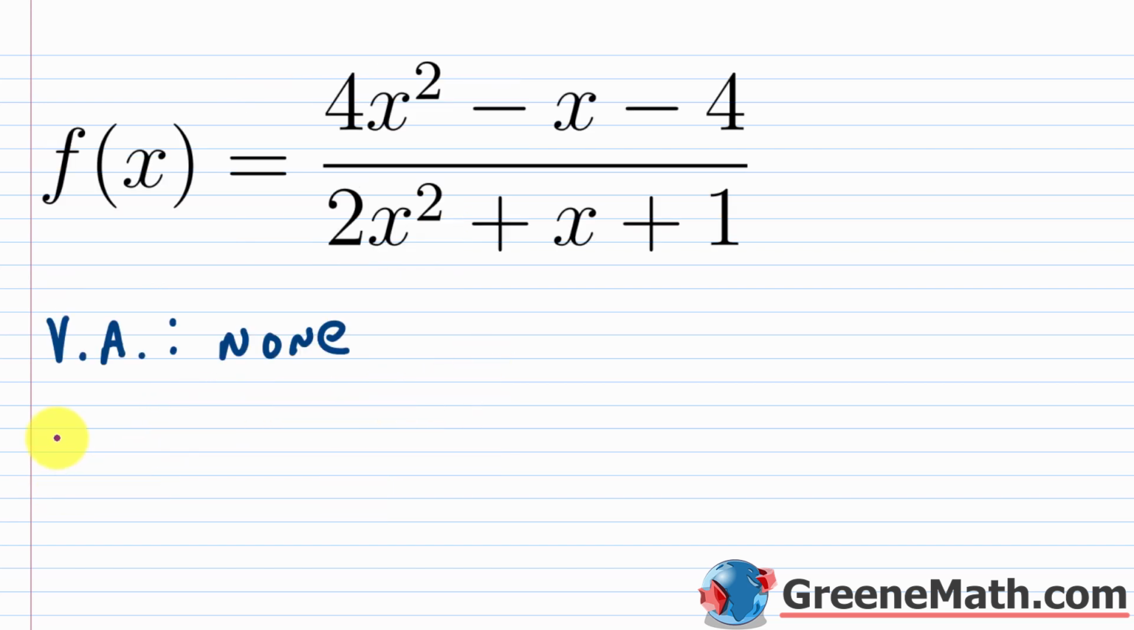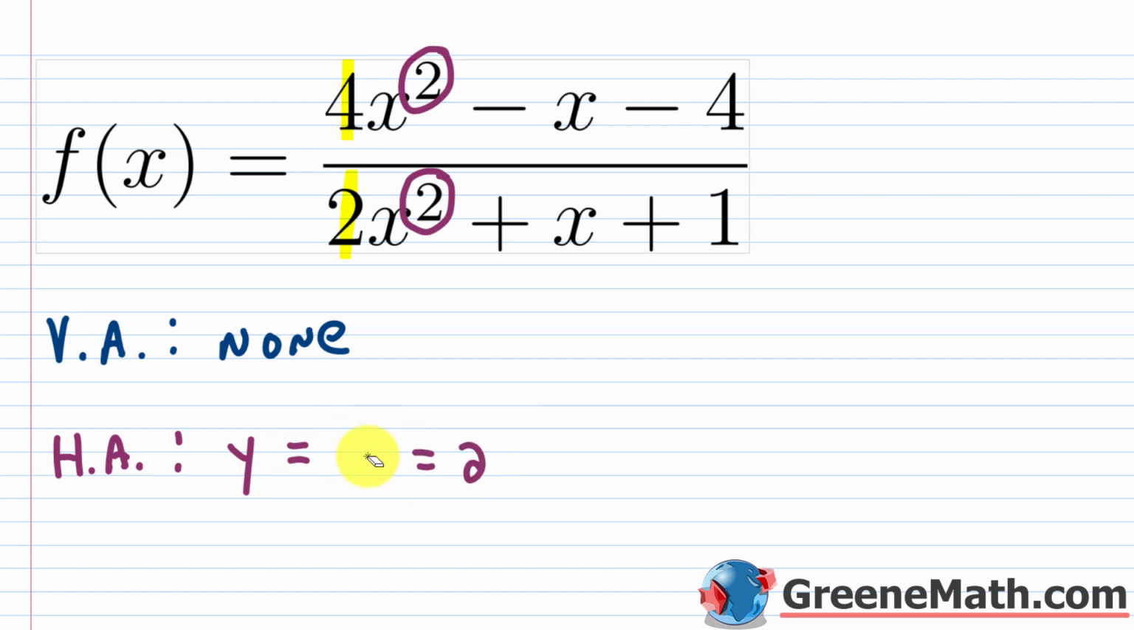Now let's talk about the horizontal asymptote. In this case, the degree of the numerator, which is 2, is exactly the same as the degree of the denominator, which is also 2. So in this particular situation, you want to take the ratio of the leading coefficients. In other words, 4 over 2. So y equals 4 over 2, which is equal to 2. So y equals 2 is the horizontal asymptote. Again, that's the quick way to do it.